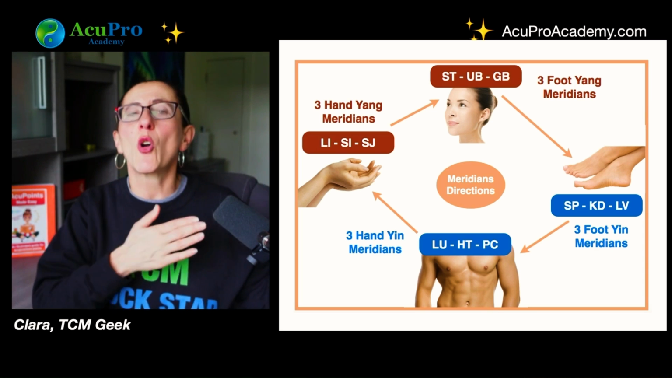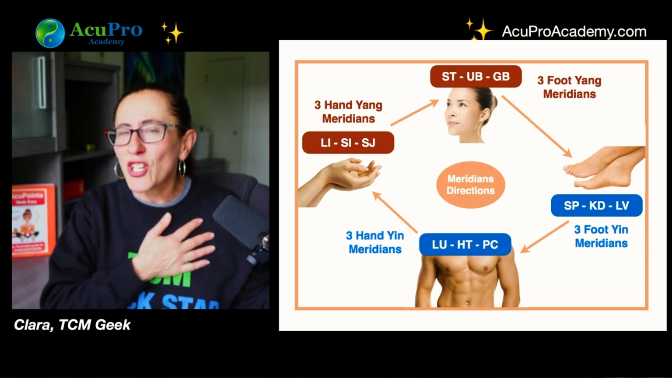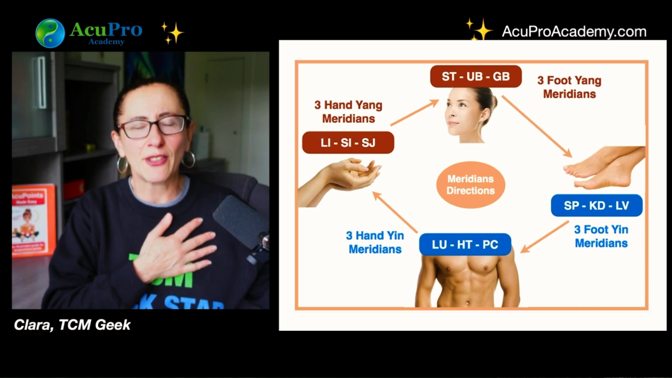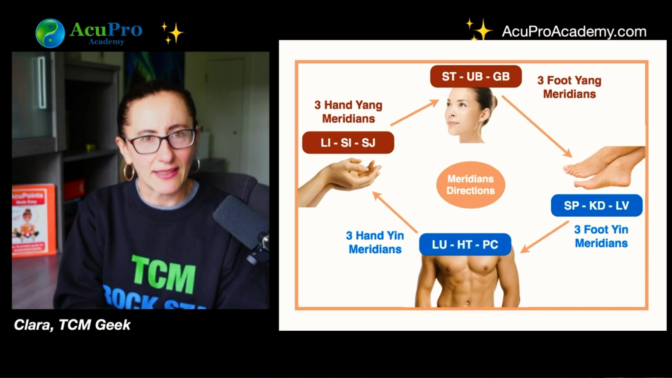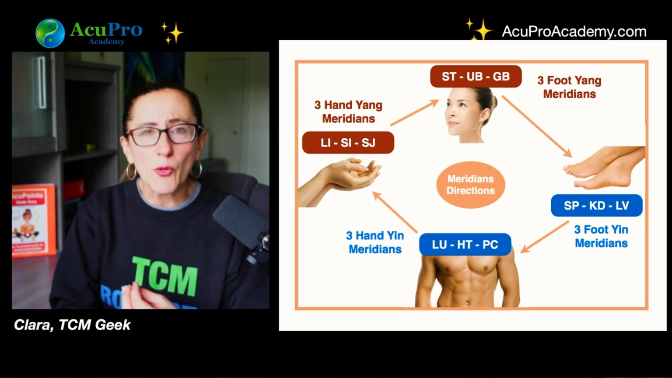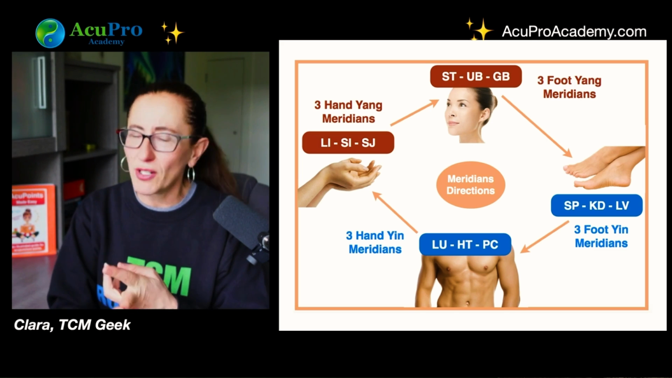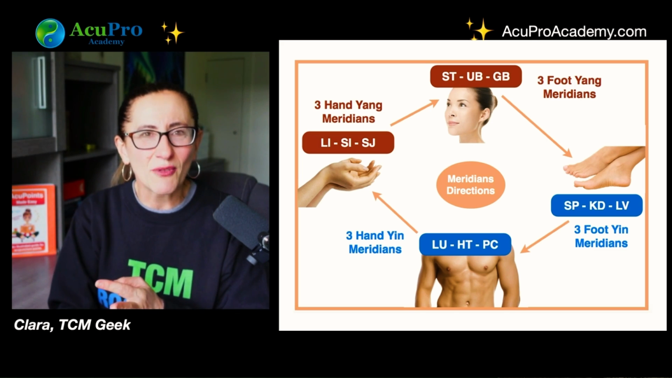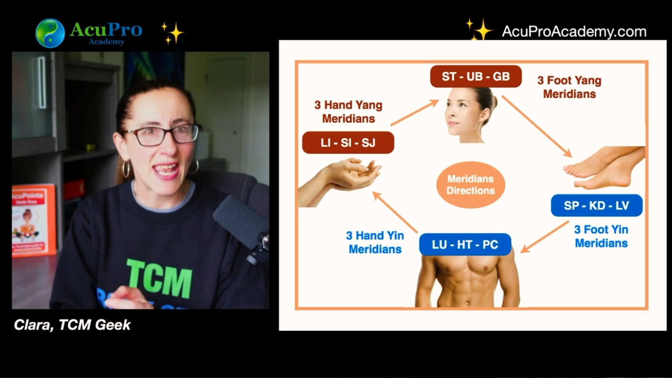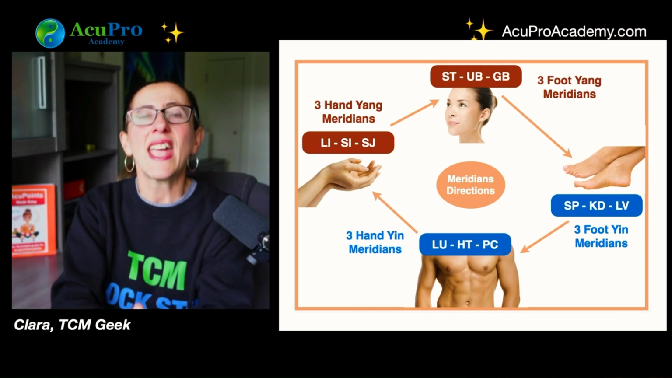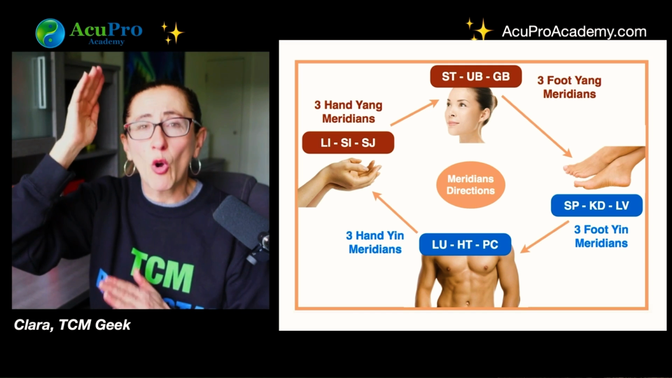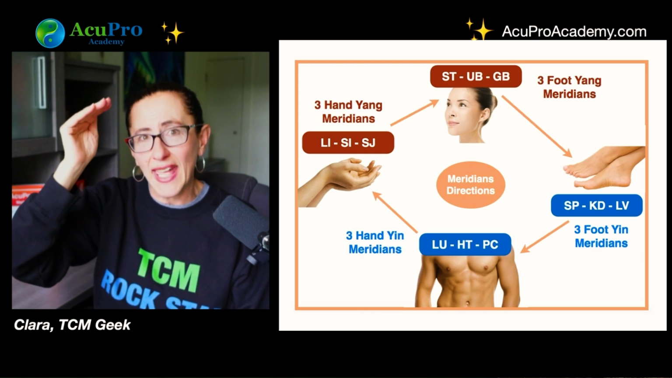So it's easy to remember, aha, those 3 start at the chest because the organs are at the chest and they go down to the hand. Now you look at their opposite meridians, the large intestine, the small intestine, and the sanjiao, which are opposite of heart, lung, and pericardium, start at the hand and finish at the head.